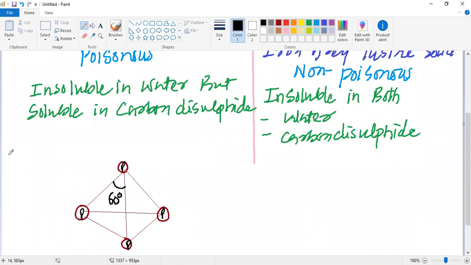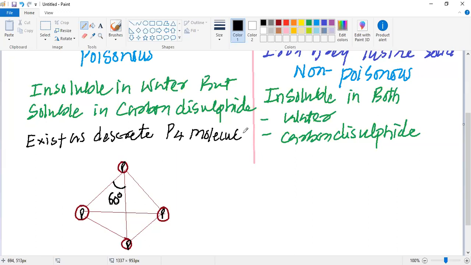So we can write that white phosphorus exists as a discrete P4 molecule. You need to understand that this white phosphorus exists as a discrete P4 molecule, my dear students.